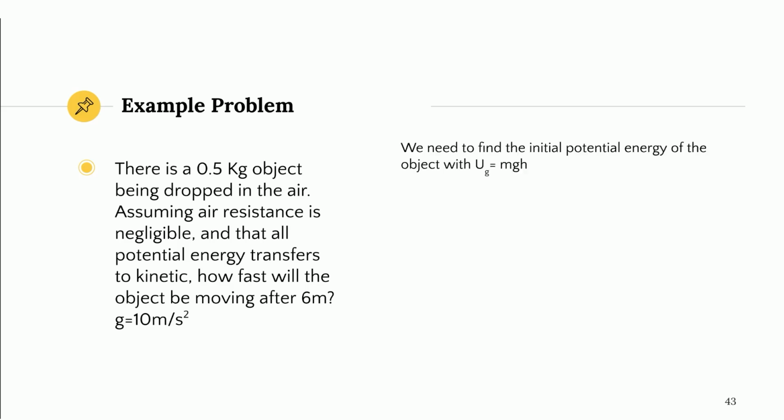Okay. So here we need to find the initial potential energy of the object, and we use the gravitational potential energy, which equals mass times gravity times height. So the mass of the object is 0.5 kilograms times g, which is 10 meters per second squared, times 6, which is the height, equals 30 joules.